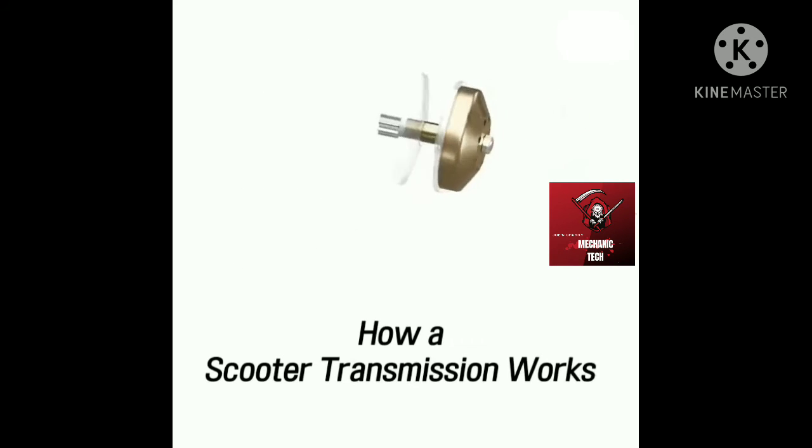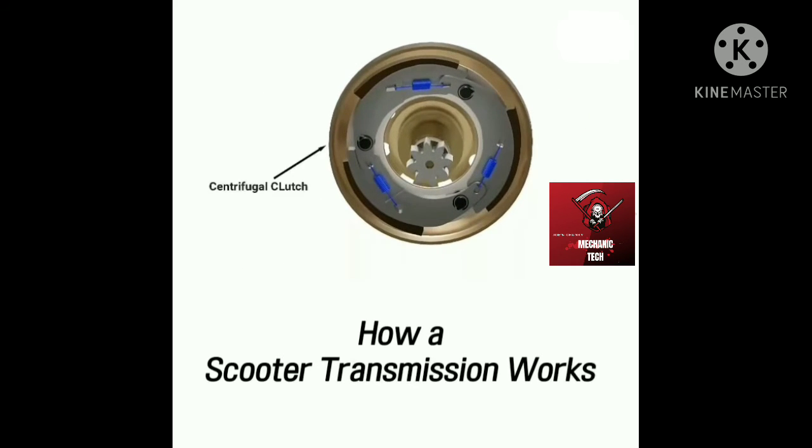This transmission system includes a centrifugal clutch assembly. The inner portion consists of weighted arms held in place by extension springs. These arms are connected to the pulley. The clutch housing is connected to the output.